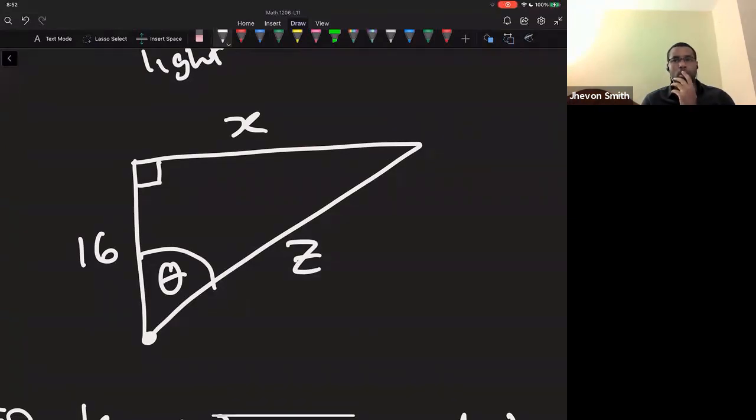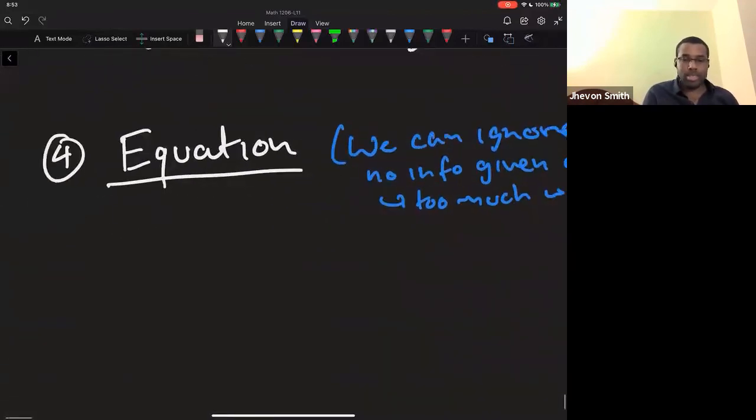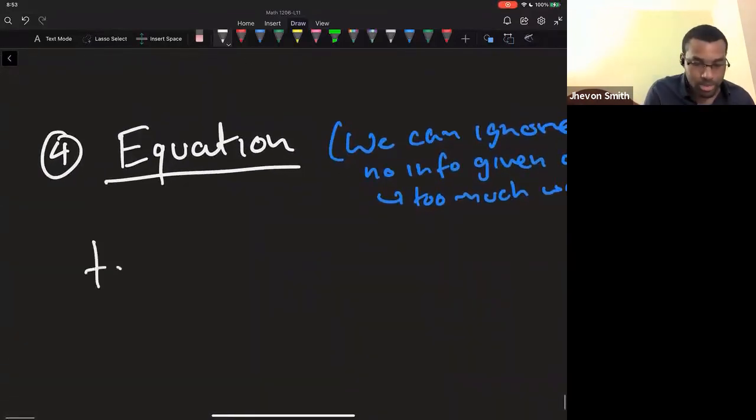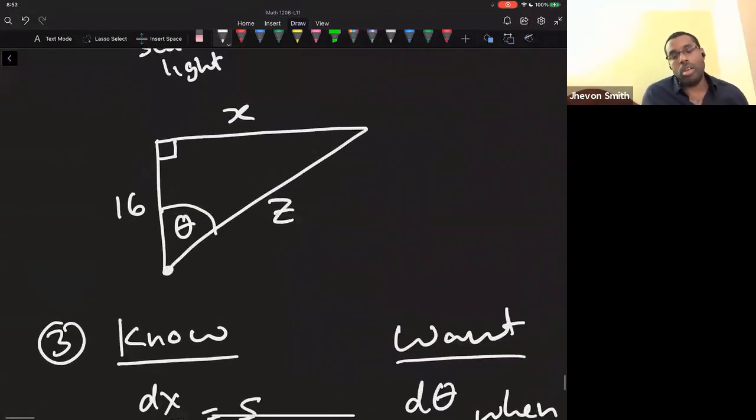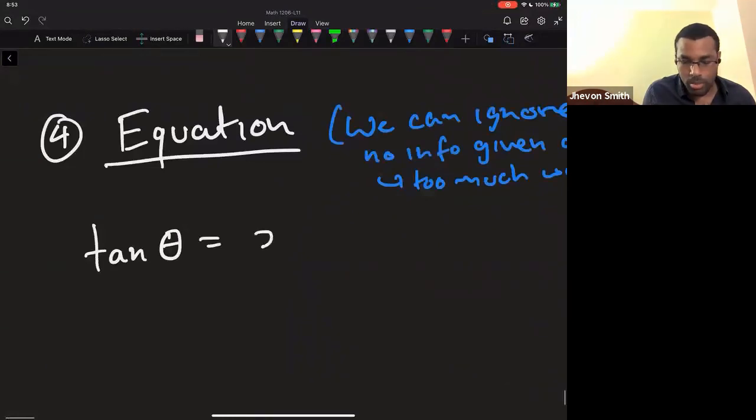Tangent, right? SOHCAHTOA, right? You have to remember SOHCAHTOA. This side here is the opposite side, and this side here is the adjacent side. So that's the equation. Tangent of theta is going to be equal to x over 16.